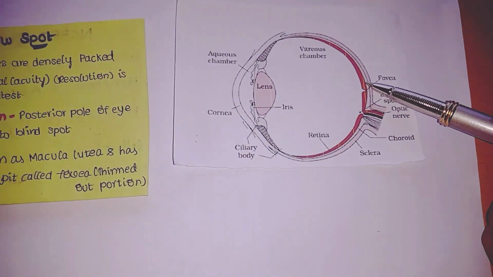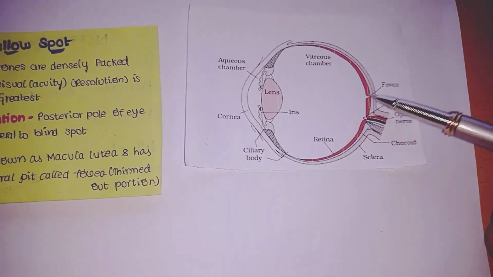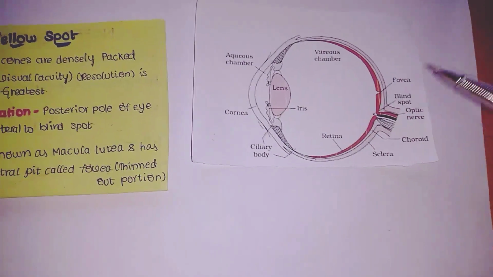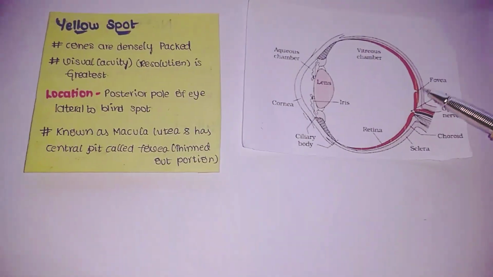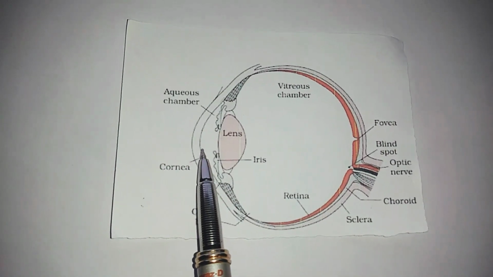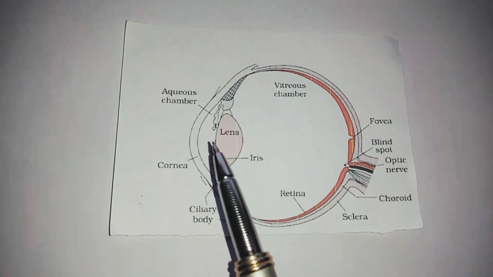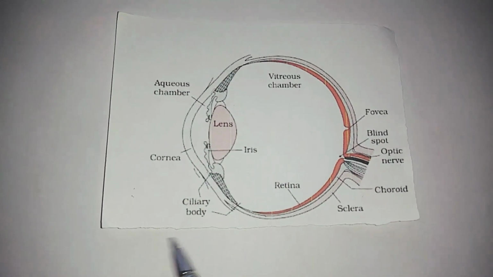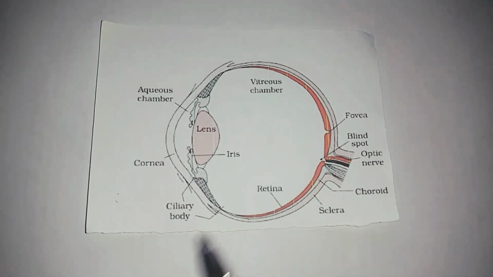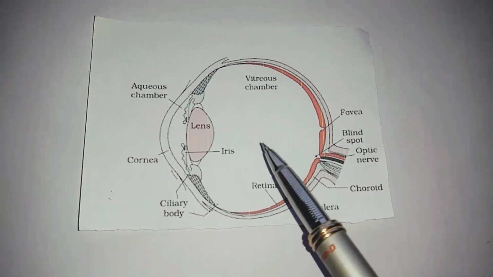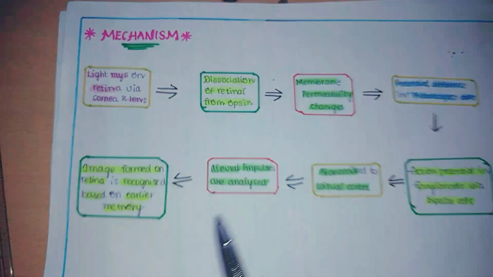Lateral to the blind spot, here is the yellow spot. Here cones are densely packed. It is also known as macula lutea, with a central pit known as fovea. Here only cones are densely packed. The space between cornea and lens is known as the aqueous chamber and is filled with a watery fluid known as aqueous humor. The space between lens and retina is known as the vitreous chamber and is filled with a transparent gel known as vitreous humor. The word humor means fluid.